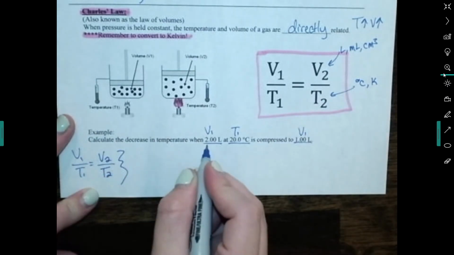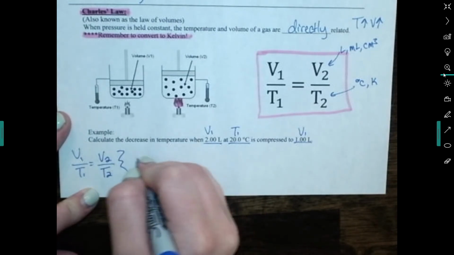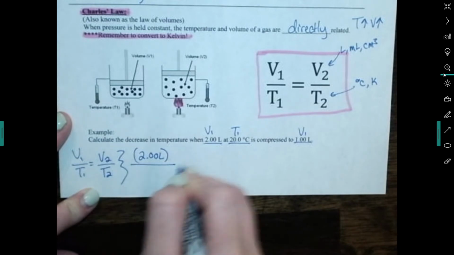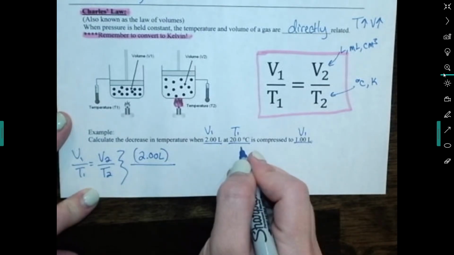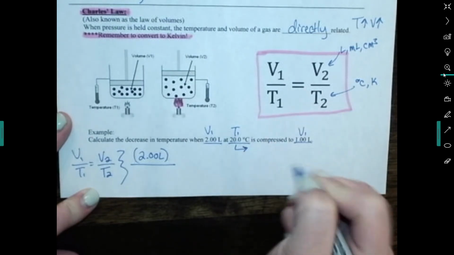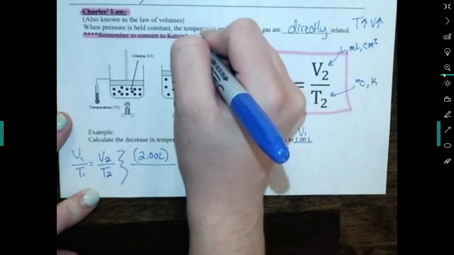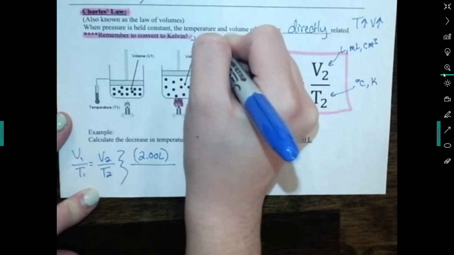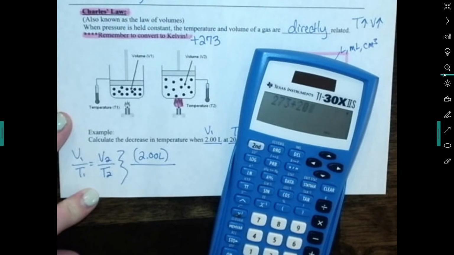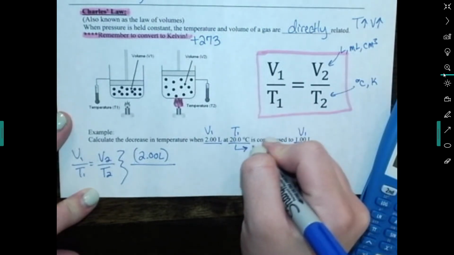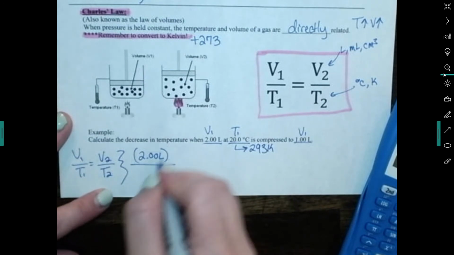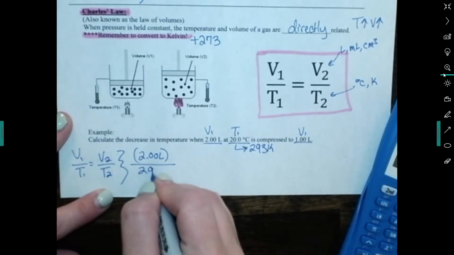Okay, so V1 is 2.00 liters over T1. Uh-oh, this is in Celsius. What did I say? Has to be in Kelvin. So how do I convert to Kelvin? I need to add 273. So write that down. So I'm going to go 273 plus 20 is 293. So this is 293 Kelvin. So I'm going to plug this in Kelvin. So my T1 is 293 Kelvin.